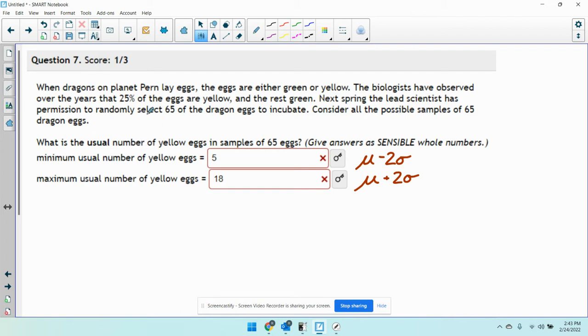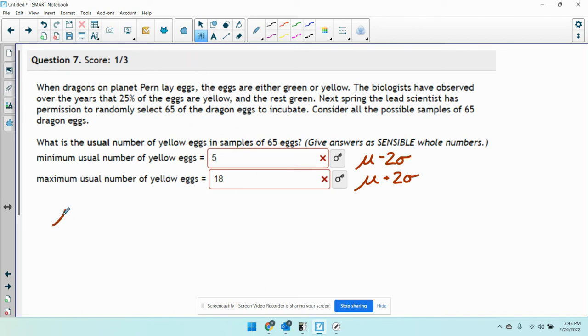So this is a binomial distribution because every egg has the same probability of being yellow. There's 65 trials. And every egg is independent of every other egg. So whether or not one egg is yellow does not affect the other eggs being yellow. So we can apply the binomial distribution to this.